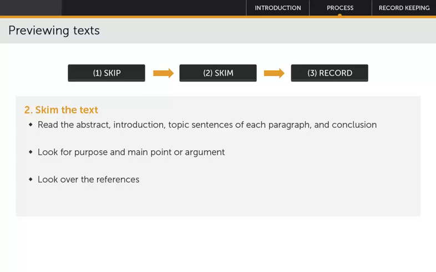Then quickly look over the references to see who's been cited. This helps you build a picture of the key scholars in that topic area. Skimming is important because it allows you to get the gist of the text without reading the entire text. If you decide that the text isn't as useful for your purposes as you thought, you haven't wasted a lot of time reading the entire document.